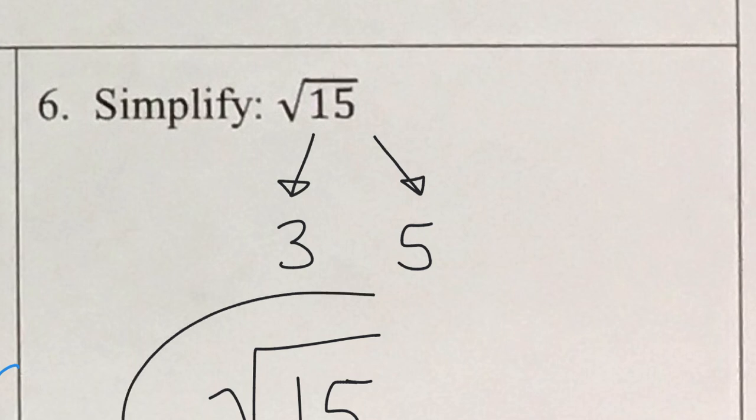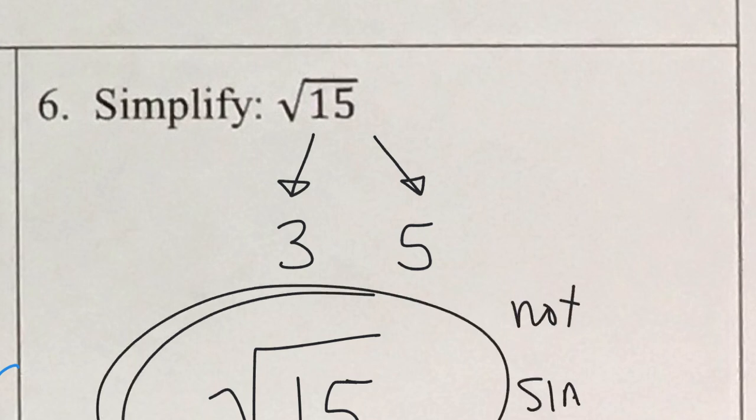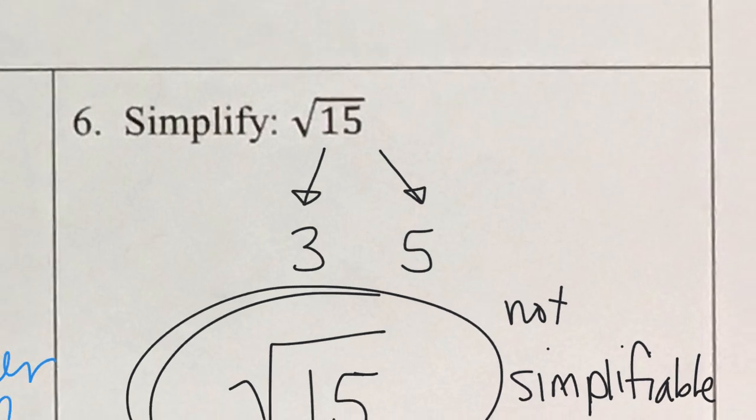So the answer is just root 15. Right? There are no pairs that multiply in here. It's not simplifiable. Okay, so if you get it down to its prime factorization and you don't have any pairs, that means the original was not able to be simplified.